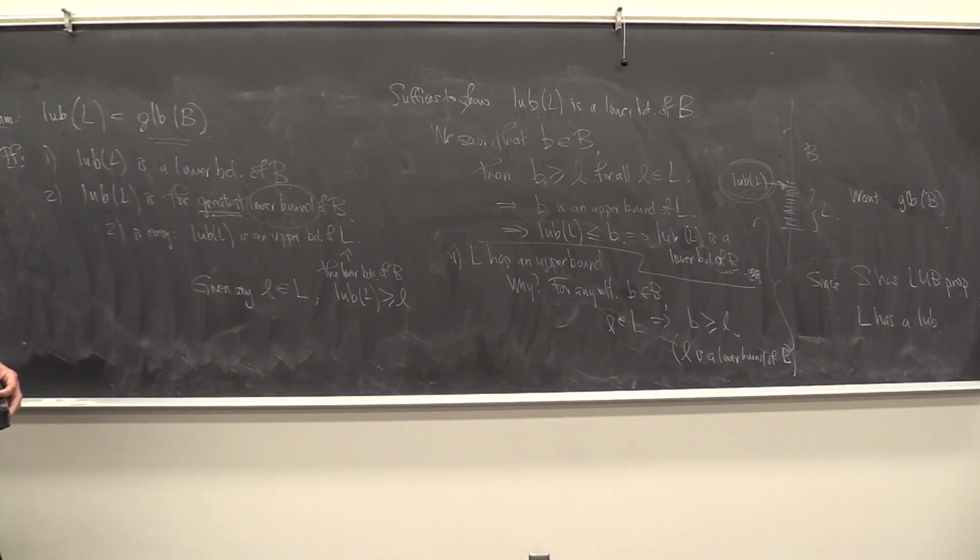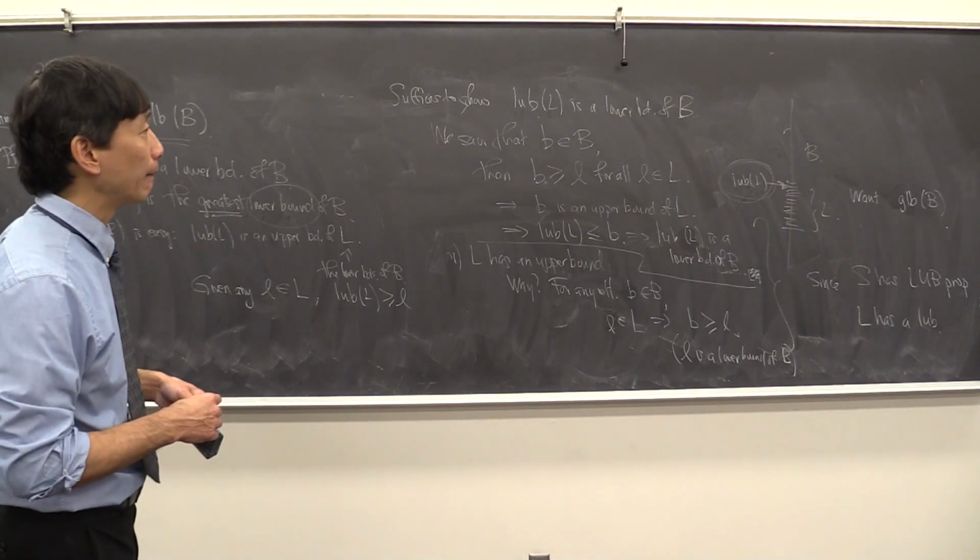Yes, Anne? In these two sets, the only element that they have in common is the least upper bound of L or the greatest lower bound of B. They have different elements except for that one that they have in common.